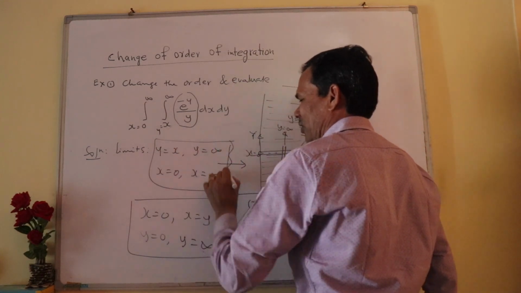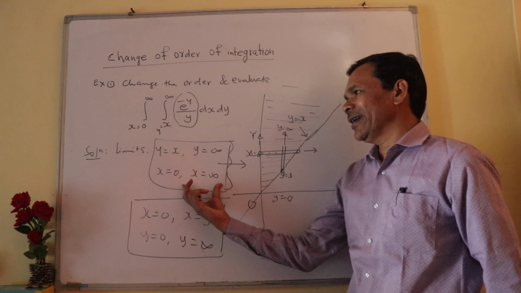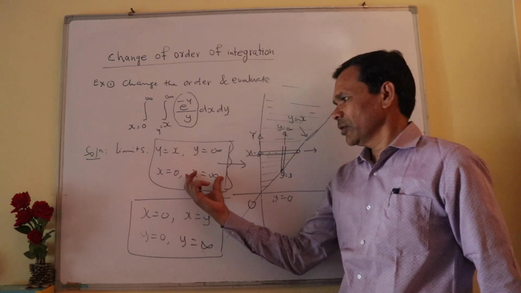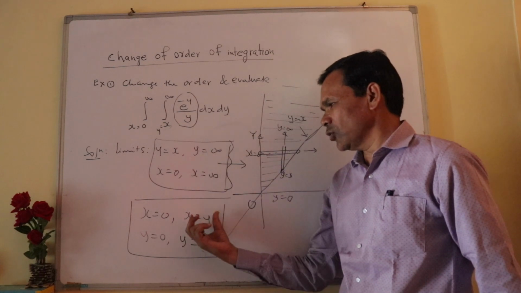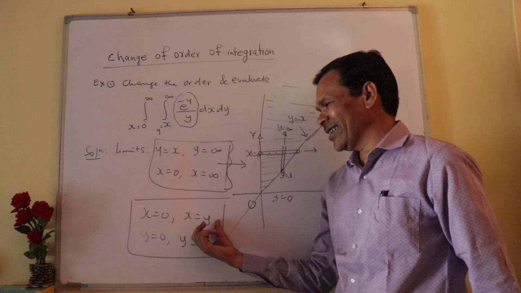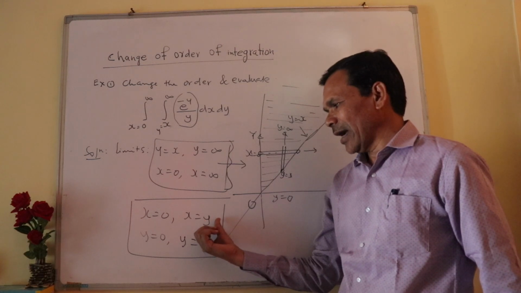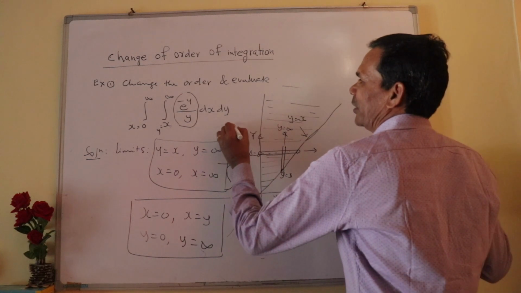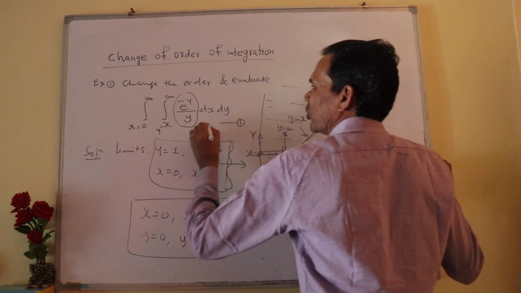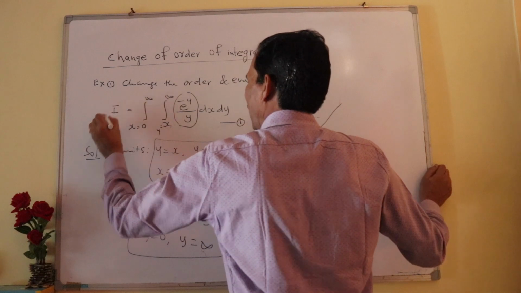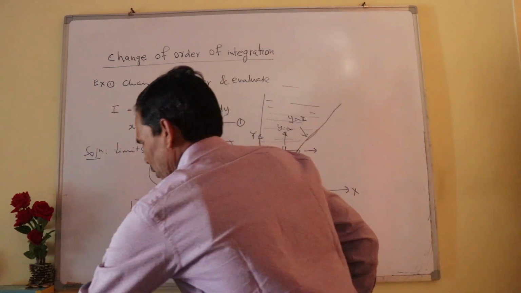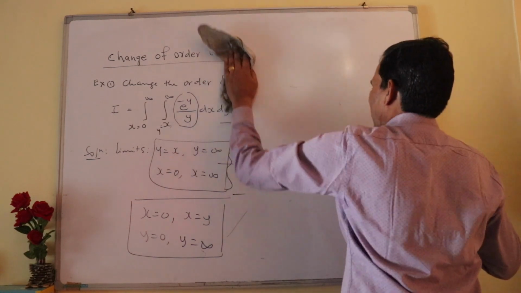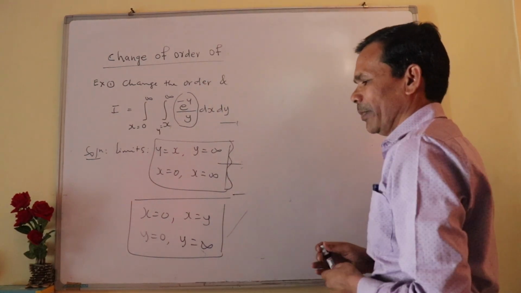These are the original limits. With those limits it is difficult to integrate with respect to y. So we make the integral such that we integrate with respect to x, because it is easy to integrate with respect to x, and we put in these new limits. I call this expression number 1, the integral I, and evaluate it with the new limits by changing the order of integration.